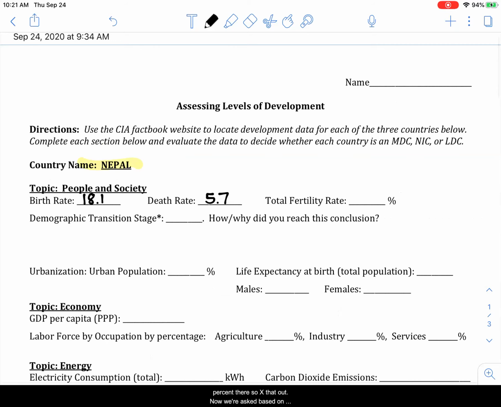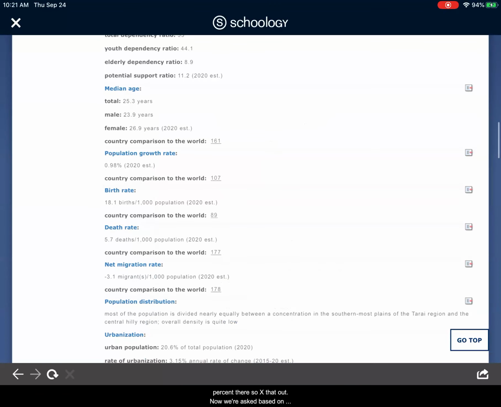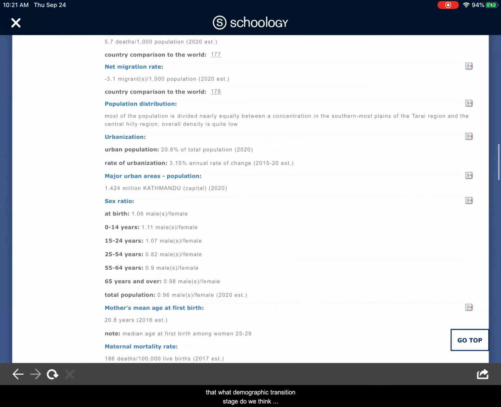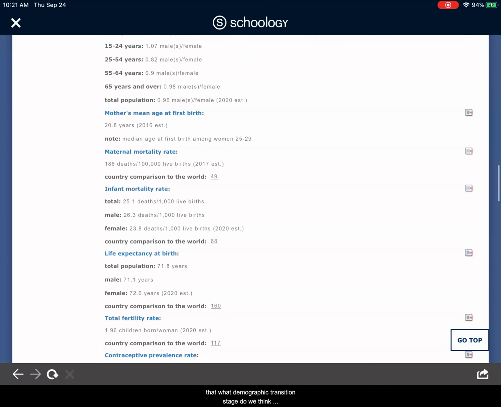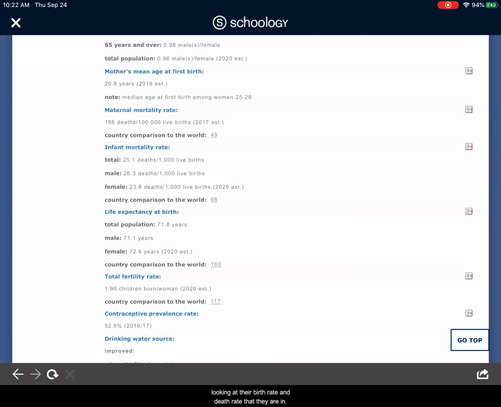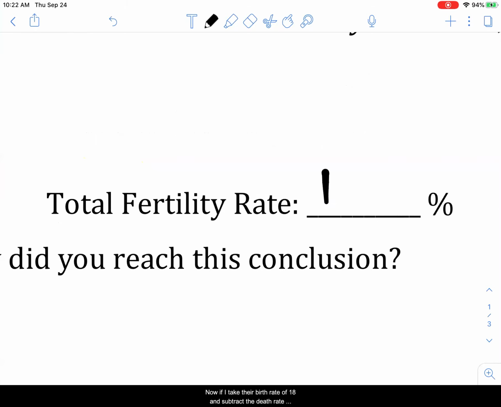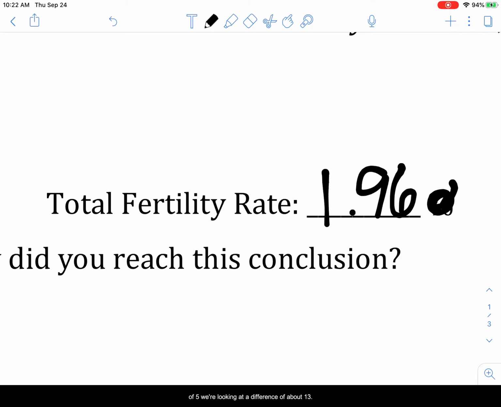And let's see if we can find the total fertility rate. Keep scrolling down. There it is. 1.96 children born per woman. We're not looking for a percent there.